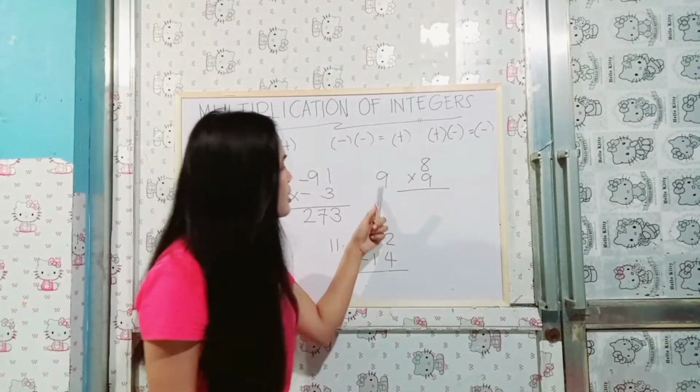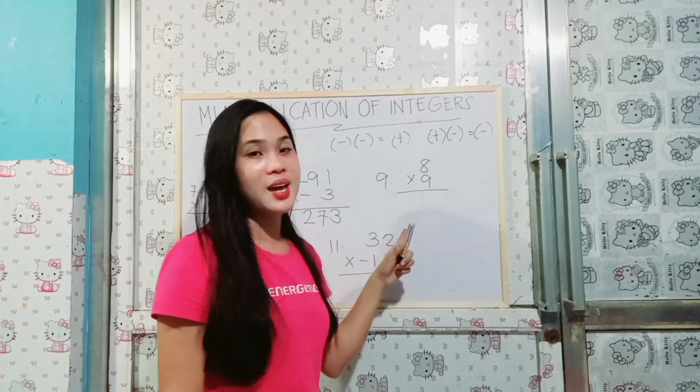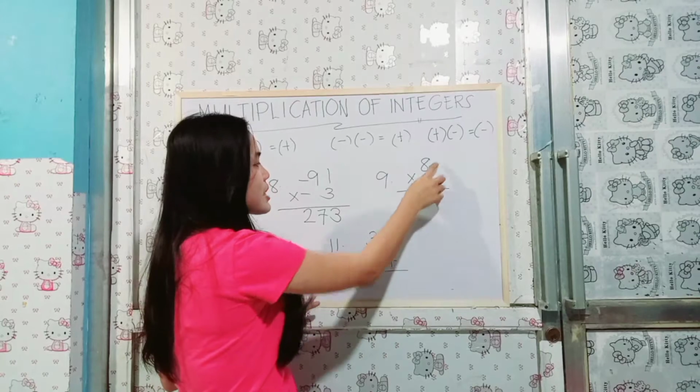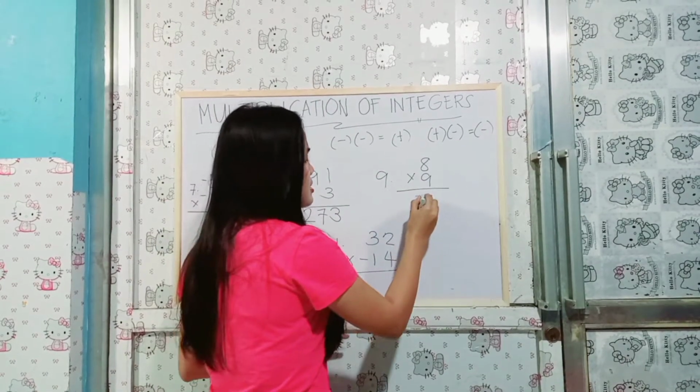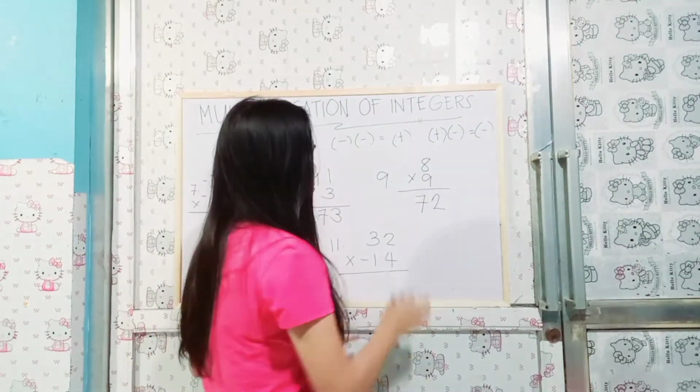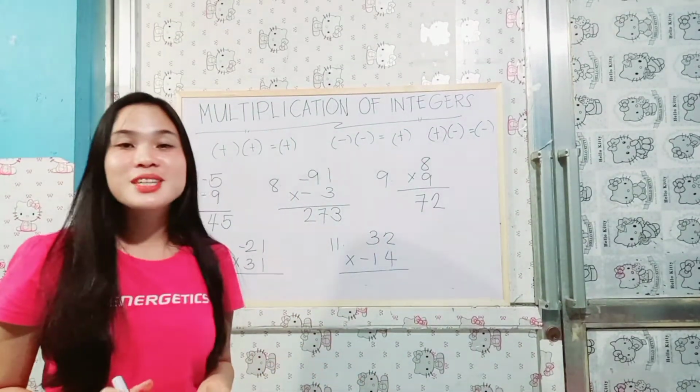Okay, next, we have here positive 8 times positive 9. So multiply 8 times 9. The answer is 72. Since they have the same sign, our answer will be positive 72.